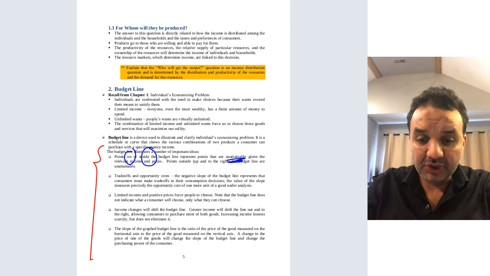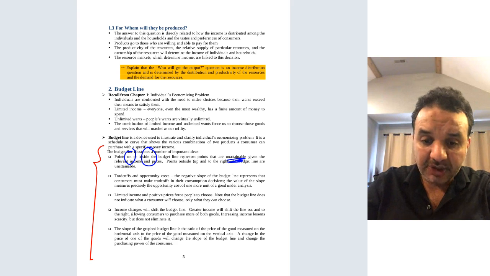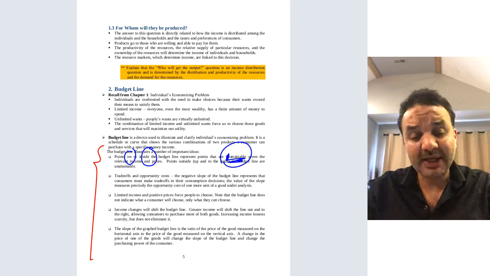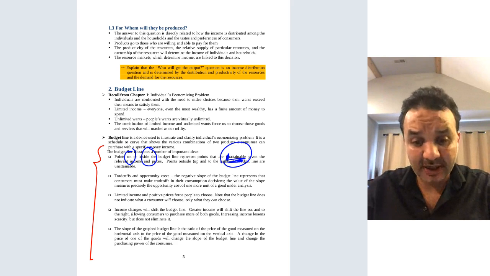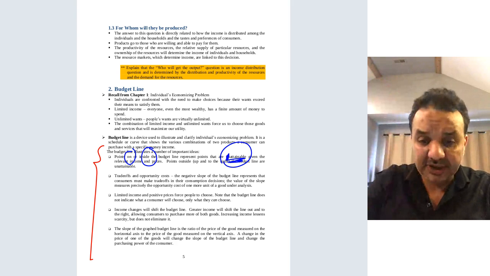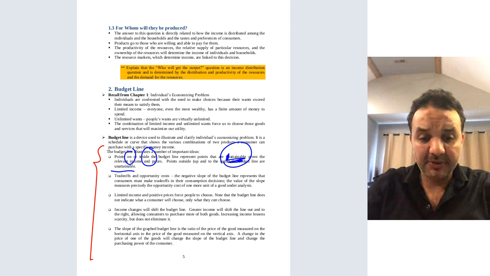Okay, points outside the line are, I'm sorry, it's my bad. So there's a typo here. Any points on or inside represent points that are attainable. Please take this. Okay, so any points on or inside the budget line are attainable, while any points outside or above the budget line, as I said, are unattainable.